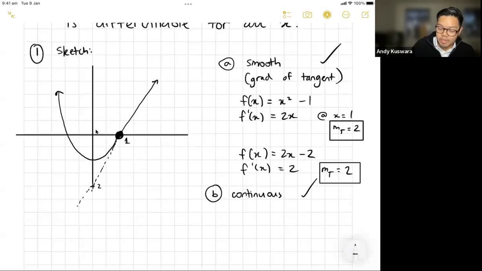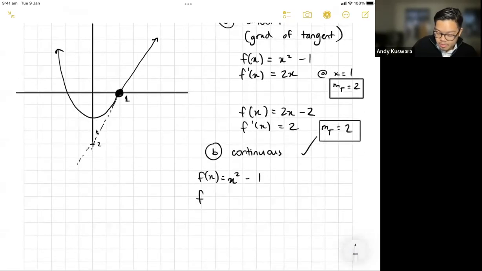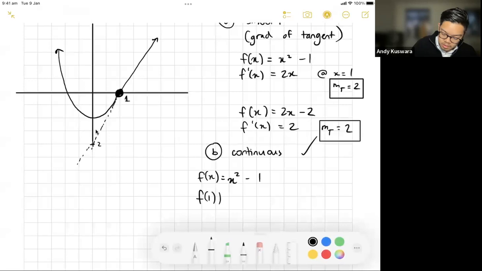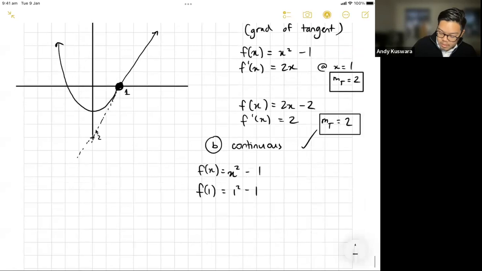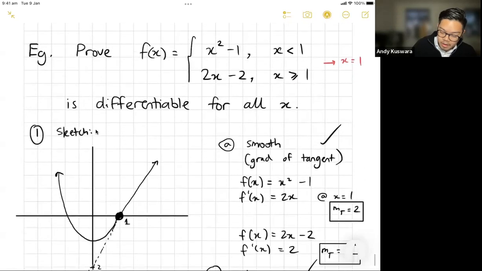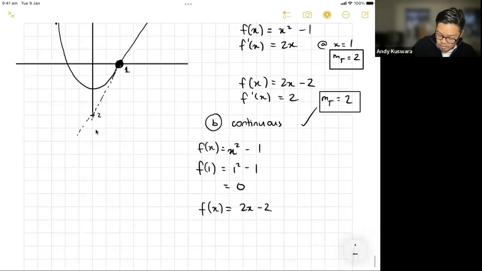Now, again, I can prove the continuity algebraically as well. If f(x) equals x squared minus 1, let's see what f(1) is, because that's where the point of interest is. This would be 1 squared minus 1, which gives me 0. But let's check our other one. Our other function is f(x) equals 2x minus 2, and again f(1), the point we care about, would be 2 take away 2, which is 0. Therefore, it's also continuous.